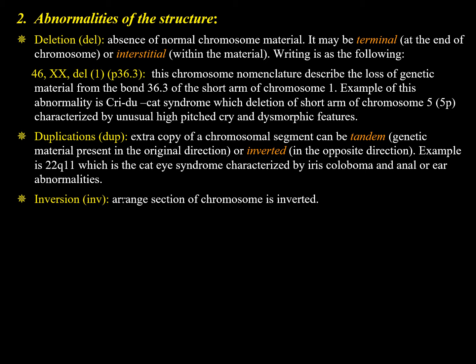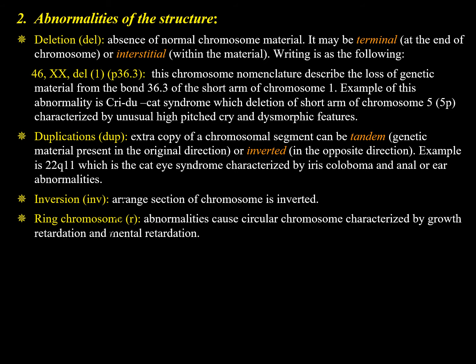Inversion. A segment of a chromosome is inverted here. Ring chromosome, the genetic material is arranged in a circular form, characterized by mental and growth retardation.